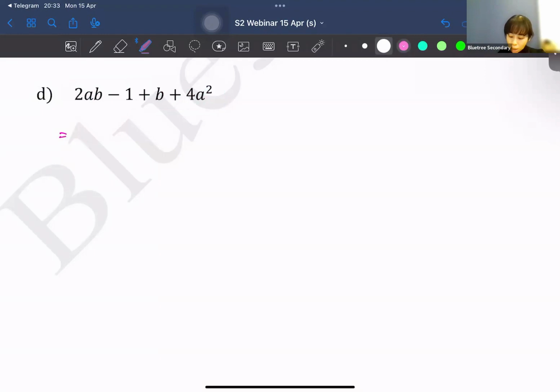So what students might end up doing is they group this term together with this term because they are like, I can factorize out a 2a from these 2 terms. And then they end up grouping the -1 and the plus b together. Okay, so let's try that. I'm going to rearrange.